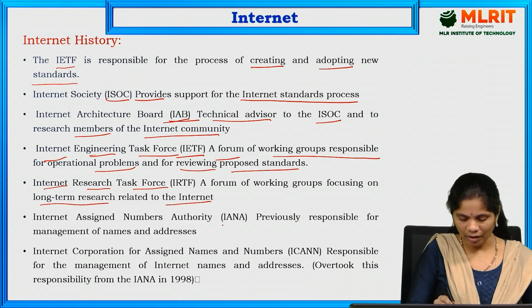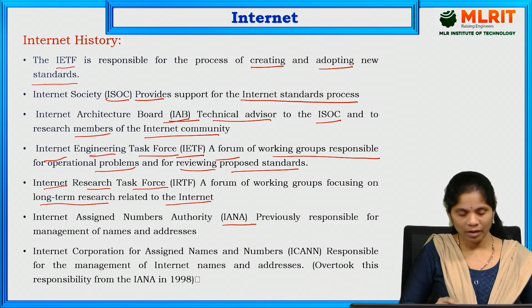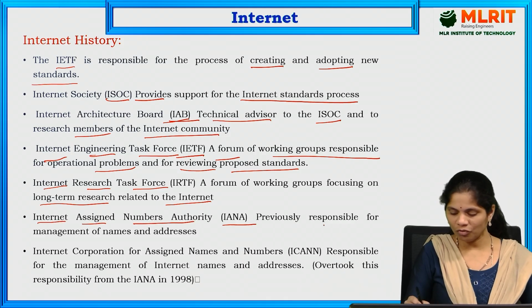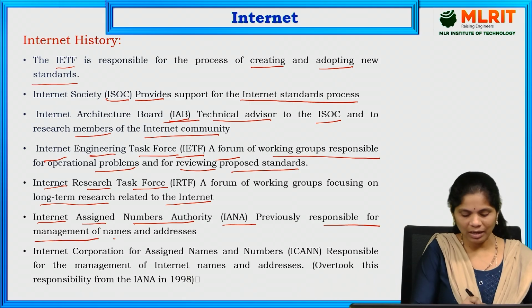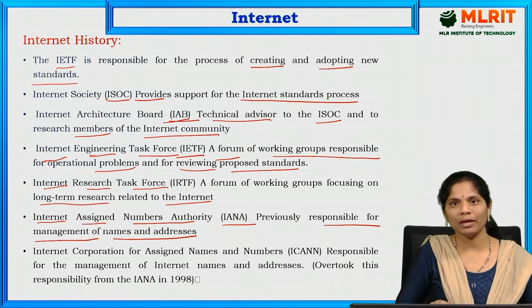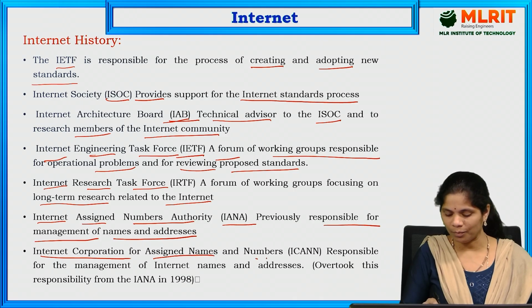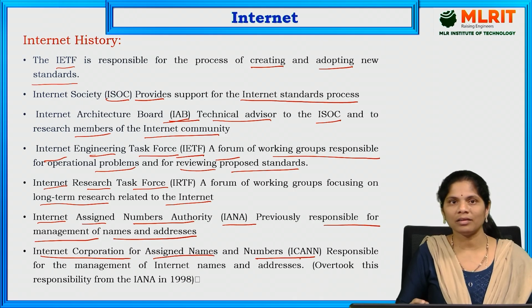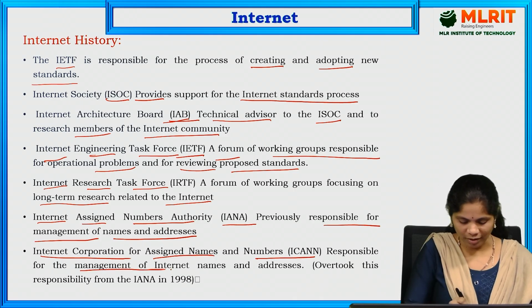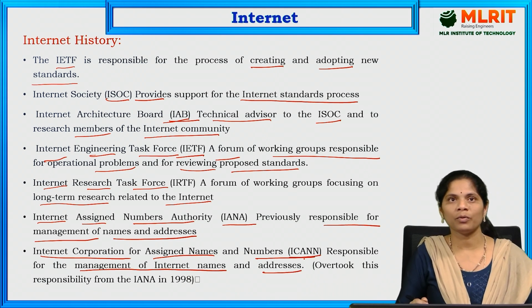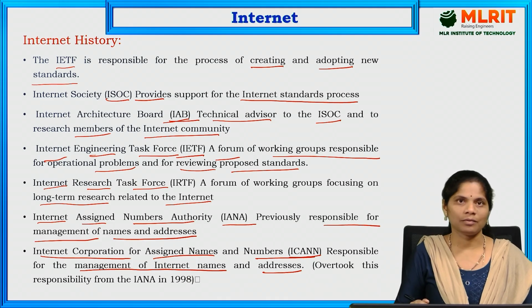And next one is IANA, Internet Assigned Numbers Authority. This is used for the management of names and addresses. And next one is the Internet Corporation for Assigned Names and Numbers, that is ICANN. This is mainly responsible for the management of internet names and addresses. This is all about the history of the internet.